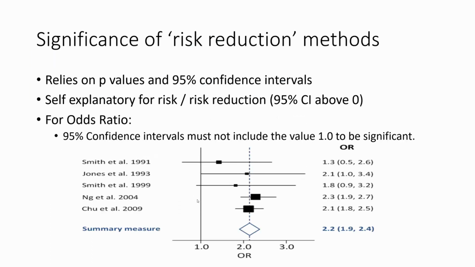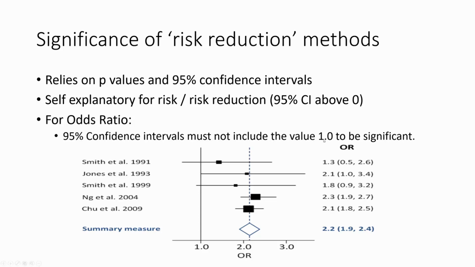So the significance of risk reduction methods. P-values and 95% confidence intervals are what we are using in order to determine so-called statistical significance. It's pretty self-explanatory for risk and risk reduction. In other words, if your 95% confidence interval for a risk of 30% lies between 10 and 50%, they're all above zero, so therefore it's a statistically significant result. It's a little bit more complicated for odds ratio, where the confidence intervals must not include the value 1 to be significant.